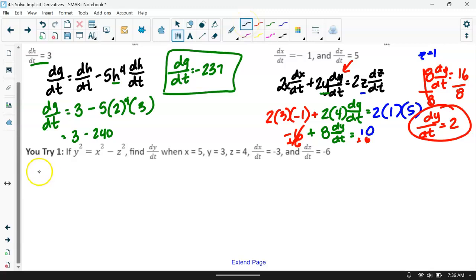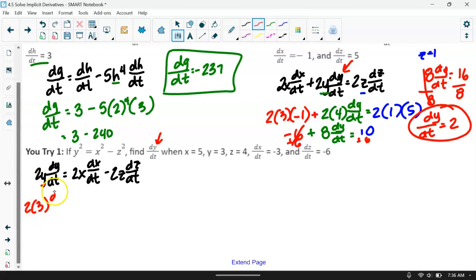And here we go. So we've got 2y dy/dt, because with respect to t, is equal to 2x dx/dt minus 2z dz/dt. Now let's go ahead and start substituting because we're looking for the derivative of y in terms of t. So 2 times y, which was 3, dy/dt, is equal to 2 times x, which is 5, times the derivative of x, which is -3, minus 2 times z, which is 4, times the derivative of z, which is -6.